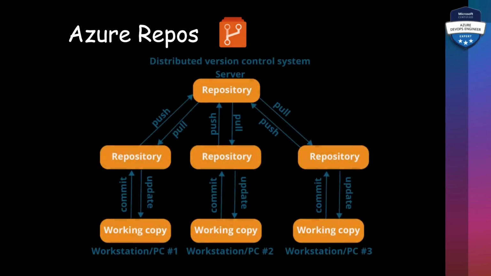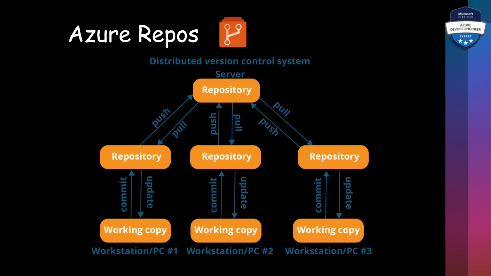So we can see the architecture of distributed version control system, how it works. So first one is the repository. On the top level there is a repository, and that is a server repository. That means the repository is hosted on a server like Azure Repos or GitHub or any third party service provider. Then the second layer consists of multiple repositories.